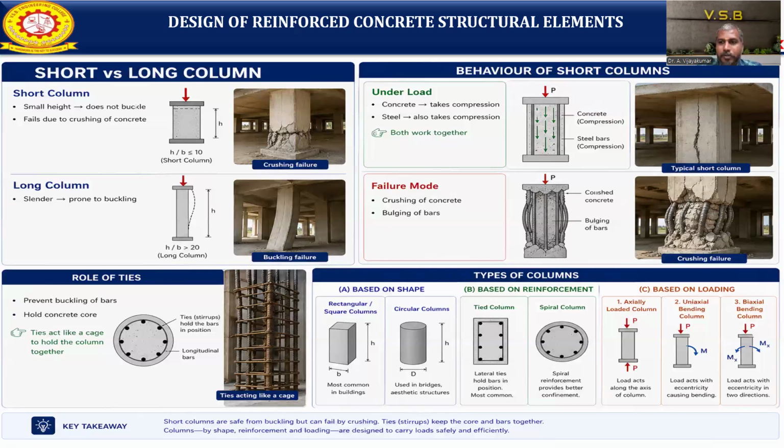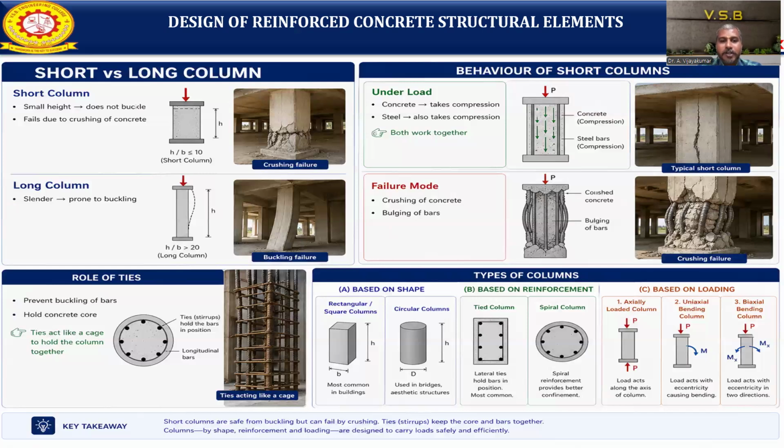Here, to avoid the bulging, the failure of the longitudinal members, we are going to provide ties. What is the role of the ties? They prevent the buckling of the longitudinal bars and hold the concrete core, so the concrete won't give way. So ties act like a cage to hold the column together.